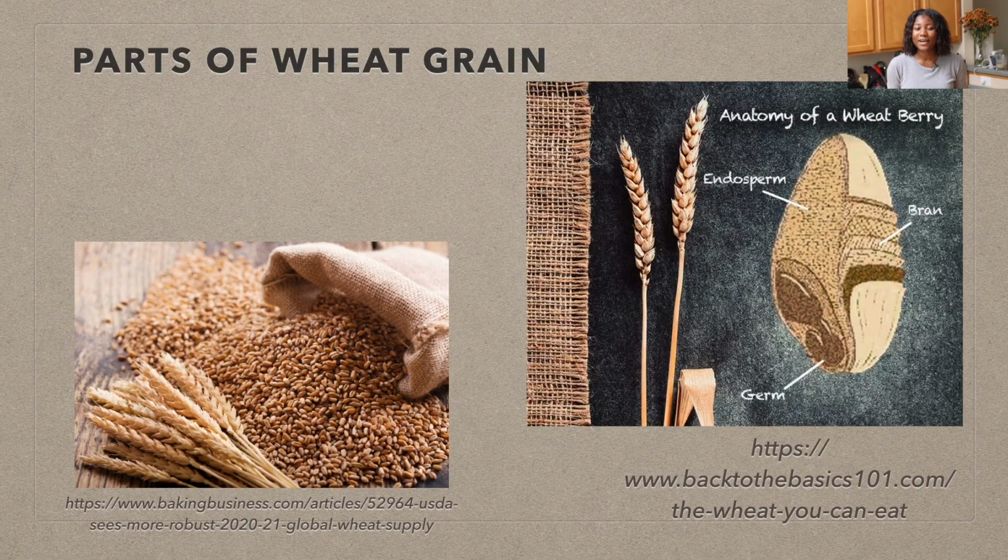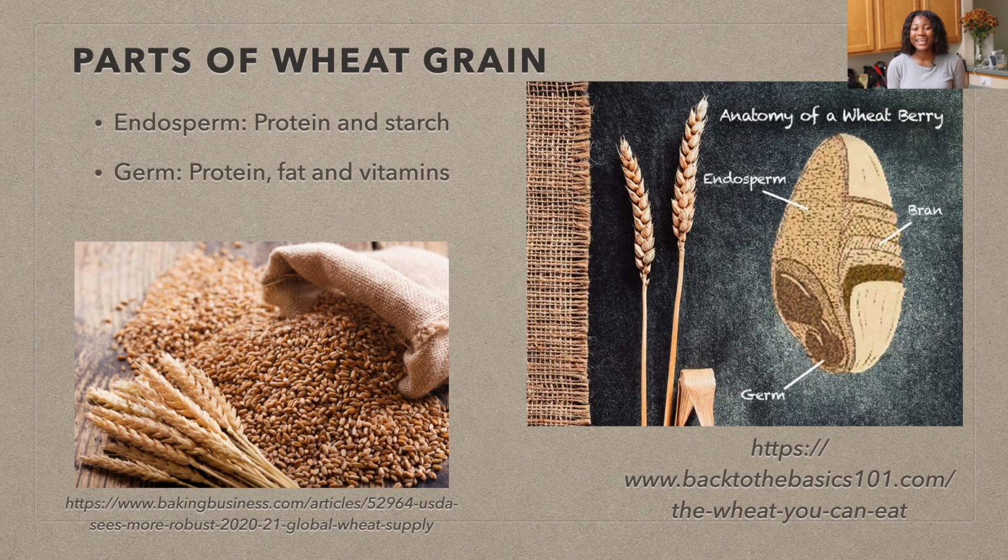The wheat grain has three different parts, and I want you guys to pay attention to this because I'm going to refer to this in a little bit. So there's three parts of the grain. We have the endosperm, which contains protein and starch. We have the germ, which contains protein, fat, and starch. And the last but not the least is the bran, which contains fiber.